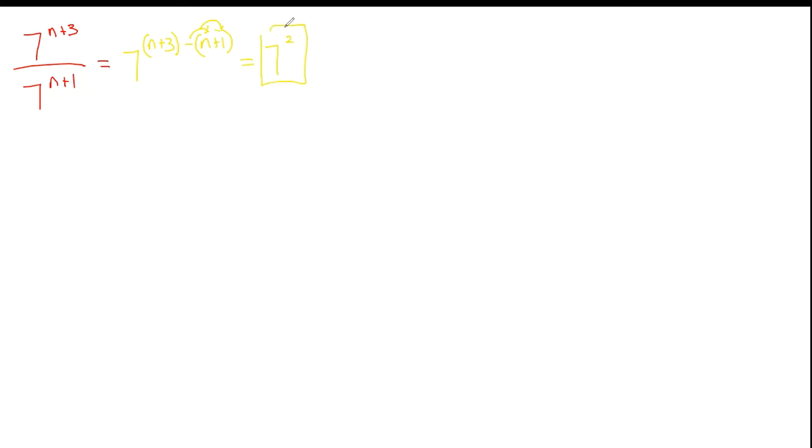So let me try a similar type of problem and see if you guys can solve it. About the same level of difficulty. So let's try 8 to the power of n plus 1 divided by 8 to the power of n plus 2. Okay, so let's call on Gio to redeem himself from the last one. Gio, how do you do this one?